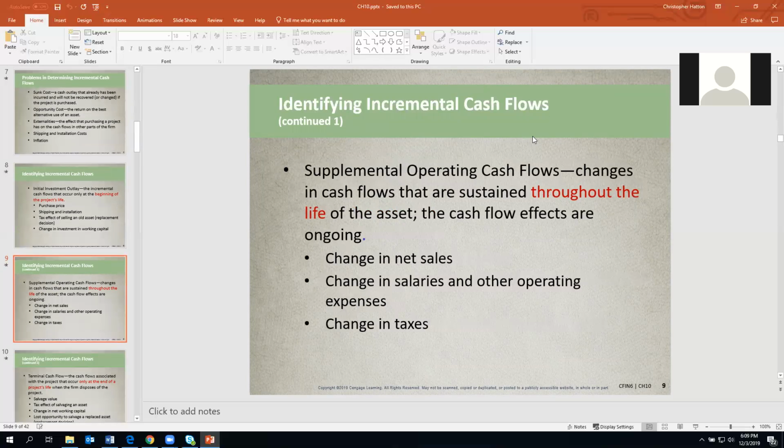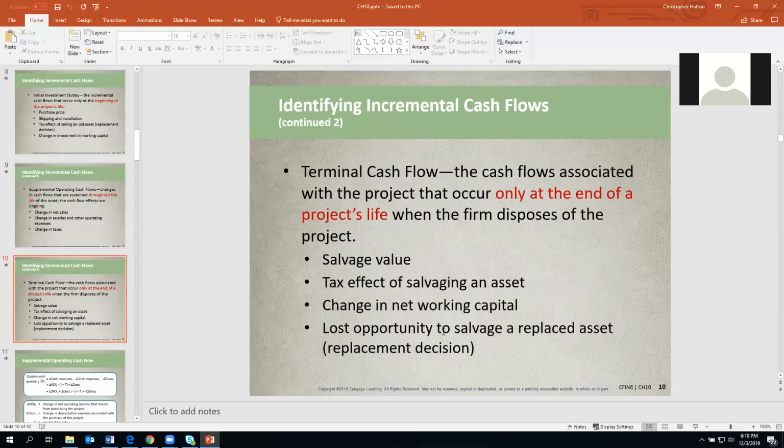So identifying incremental cash flows continued. Supplemental operating cash flows. So changes in cash flows that are sustained throughout the life of an asset. The cash flows affected are ongoing. So we have net sales, and change in net sales is depicted by a delta, so a triangle. And then you'll have change in salaries or other operating expenses and change in taxes. So those are operating cash flows.